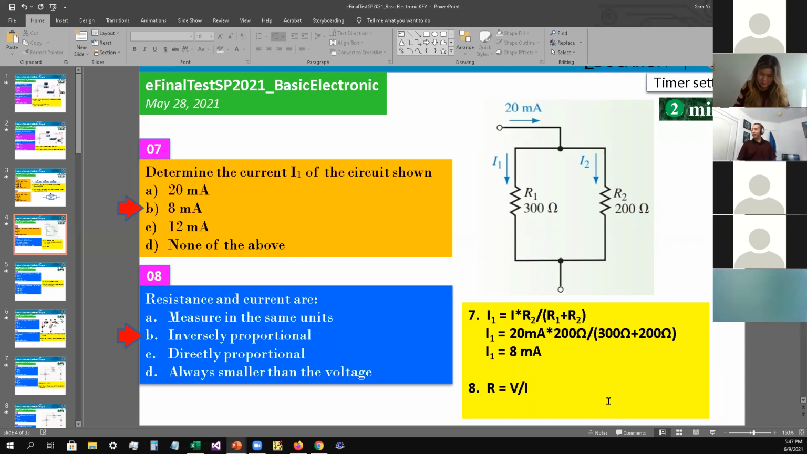So if IR1 is 8 milliamps, what is the value of IR2?